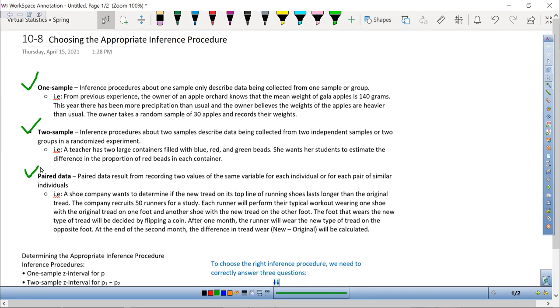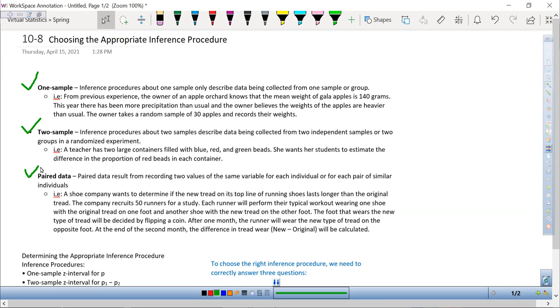There will also be questions that have more than two samples. So if there's three pieces of information listed, it would be that choice. One sample data is inference procedures about one sample, which only describe data collected from one sample or group.